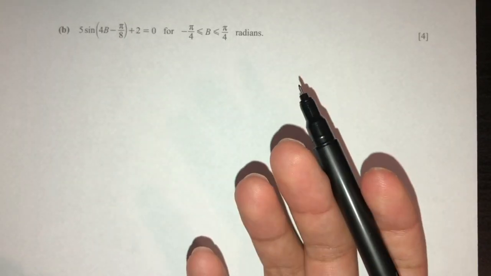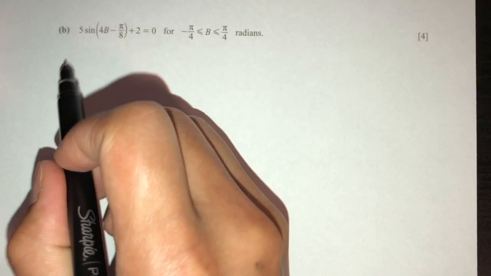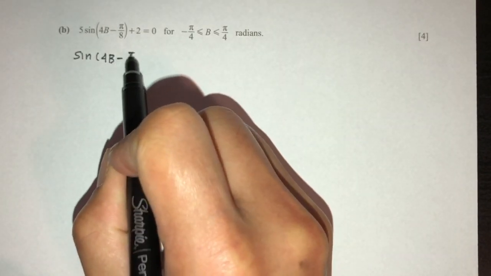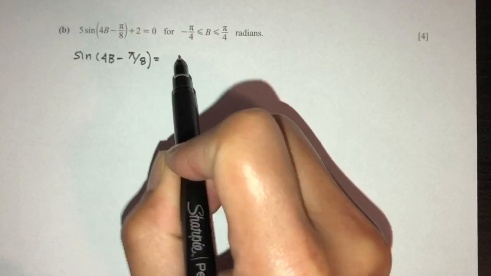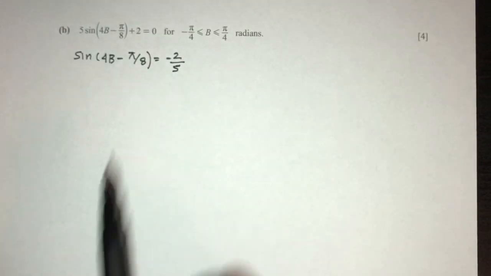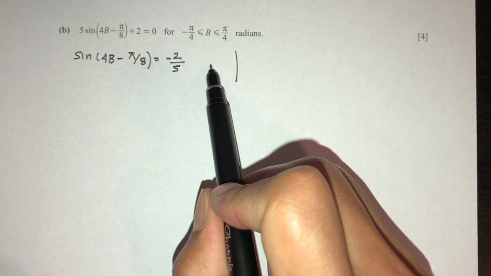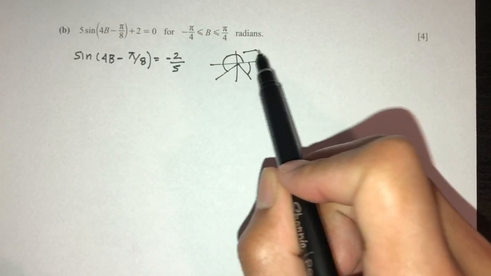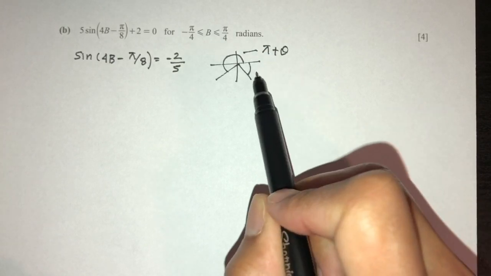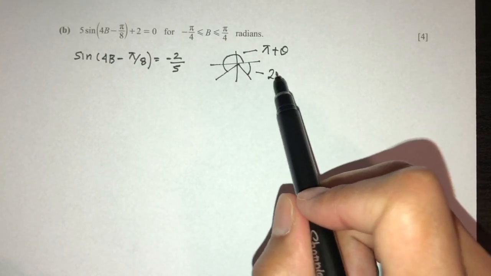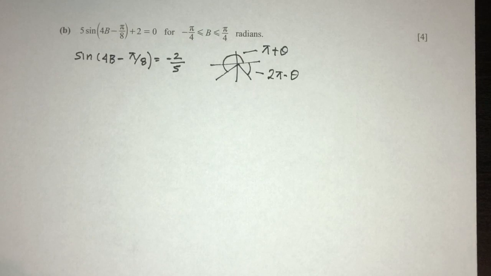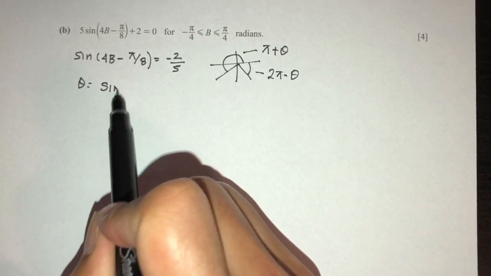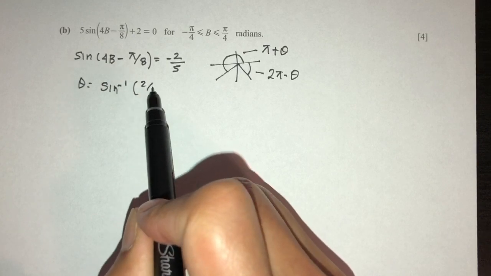So first step is to always make sine the subject of the formula. So sine of 4b minus pi by 8 is equal to minus 2 over 5. Now when sine is negative, you know that it will be in your third quadrant and in your fourth quadrant. Third is just pi plus theta, and fourth will be 2 pi minus theta. Okay, now we have to find the value of theta. Theta is the sine inverse of the positive value of this.